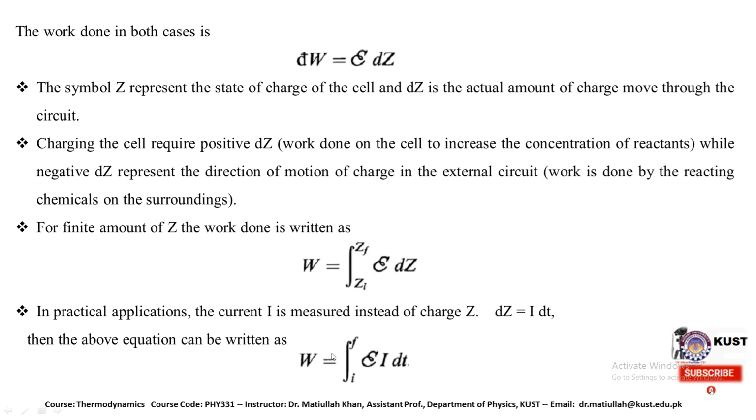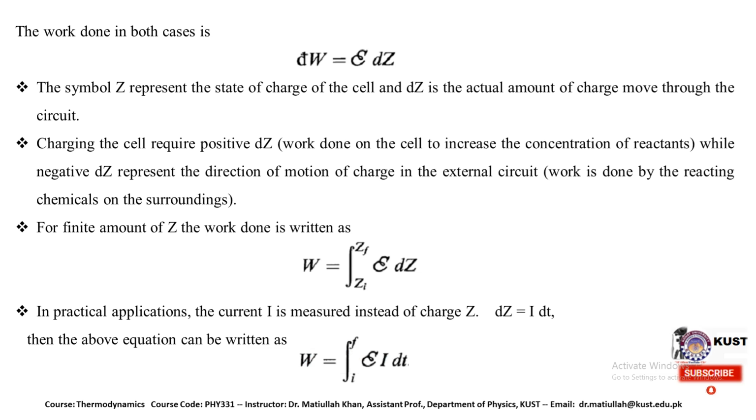So this equation could be written for the motion of the charged particles moving through the external circuit to charge the battery or discharge the battery. The work done could be written as W is equal to the integral from i to f of epsilon I dt. So this is the amount of work done in charging the battery and discharging the battery.